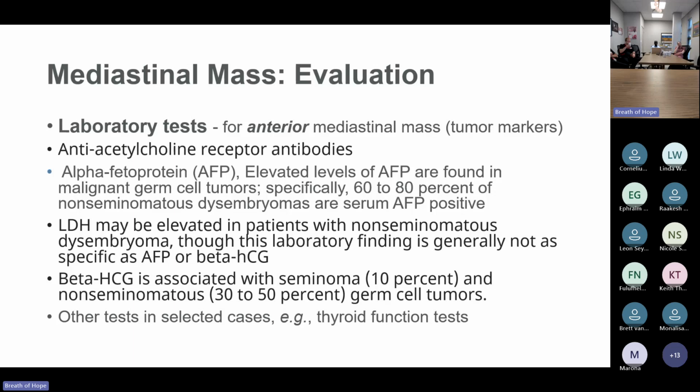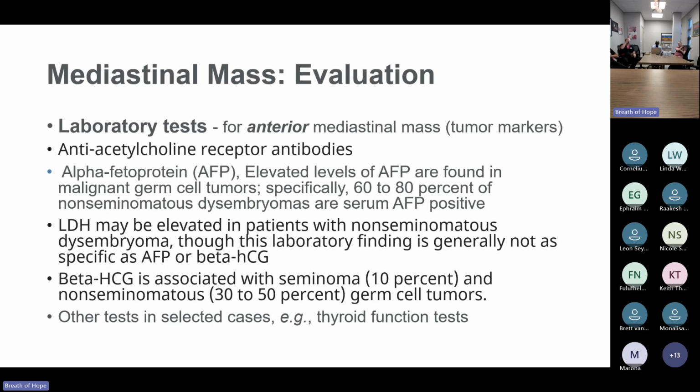Another laboratory test for anterior mediastinal mass: tumor markers are very important. One of them is anti-acetylcholine receptor antibodies. The problem is that it has really three roles. One, it can block the receptors, or it can modulate them, or it can give you a different kind of effect. The symptoms can either improve, get worse, or stay the same. So you need to interpret it with caution. Its presence does not mean it equals myasthenia gravis.